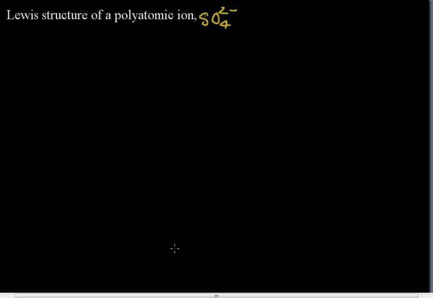Let's try to understand the Lewis structure of a sulfate ion. A sulfate ion is usually found in sulfuric acid. It's SO4 2-. There's one sulfur and 4 oxygens with a 2 negative charge. So in the first step, let's show the valence electrons of 1 sulfur and 4 oxygens.